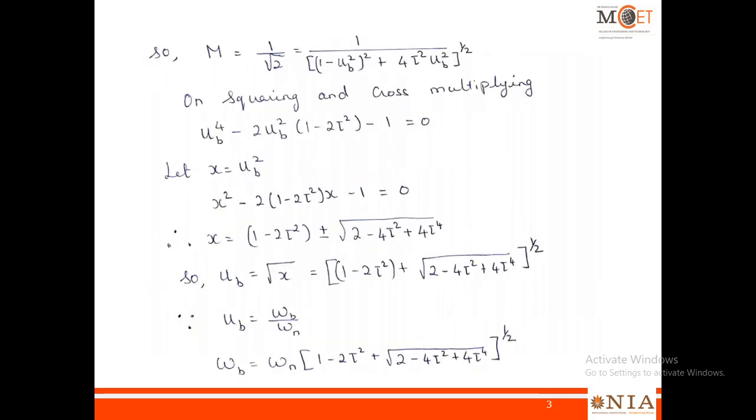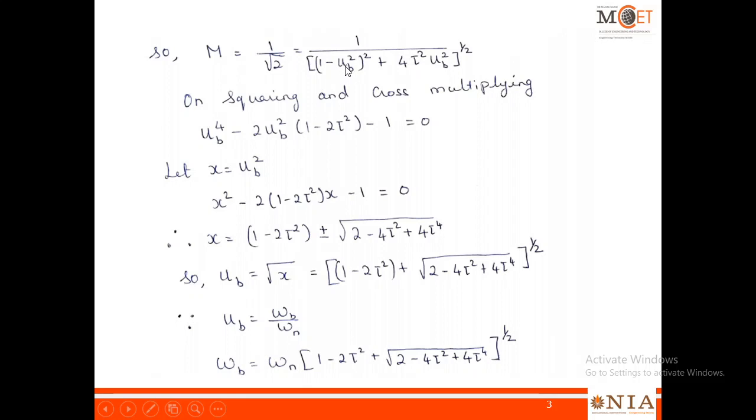You can see here, this is the expression for M. In the previous video we have seen the expression for M and alpha. If you remember that, then it is easy. So now we are going to equate that to 1 by square root of 2. After this it is purely mathematical reduction. You do some mathematical reductions to find the frequency at which the magnitude is equal to 1 by square root of 2, that is the bandwidth frequency.